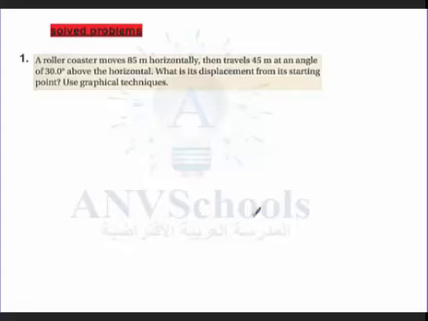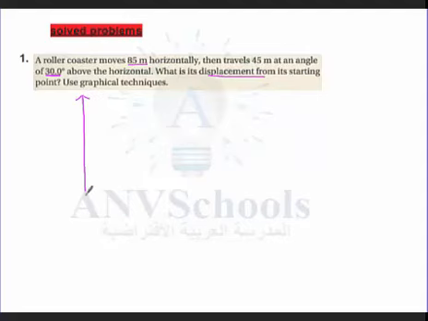Or solve problems. First, a roller coaster moves 85 meters horizontally, then travels 45 meters at an angle of 30 degrees above the horizontal. What is the displacement from the starting point? So you just use the graphical technique. Graphs are very important, by the way.